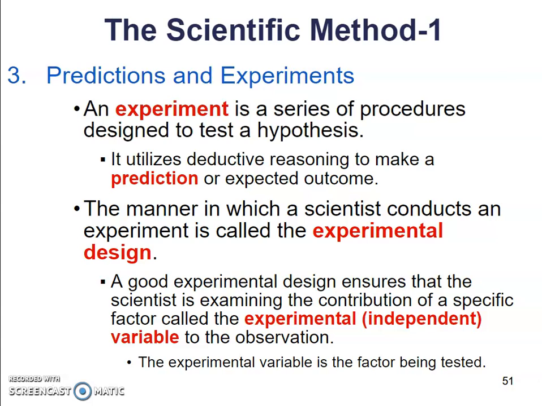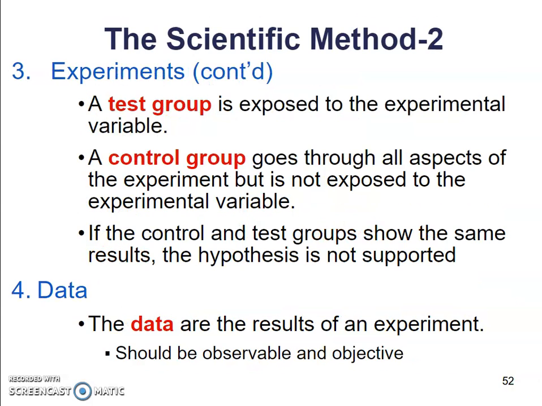The experimental variable is the only factor that is being tested. I would then use a test group and expose it to the experimental variable. I would also have a control group that goes through all aspects of the experiment but is not exposed to the experimental or independent variable. So I'd have one plant that I water with tap water and one that I water with salt water.